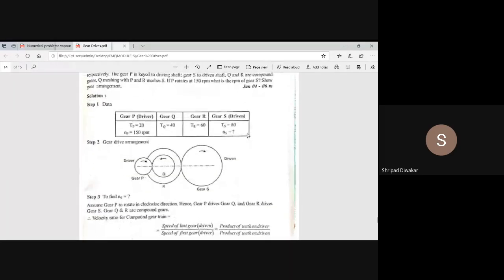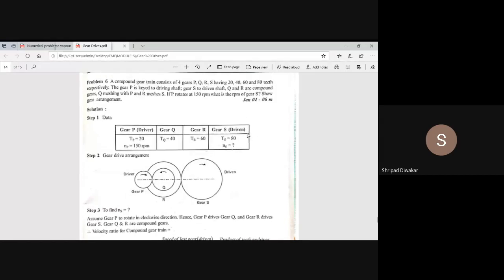Now I'll discuss one more important problem. Such kinds of problems they'll ask in the exam. Once again, whatever I'm explaining is about the compound gear train. So before drawing the circles, you have to read the problem carefully.